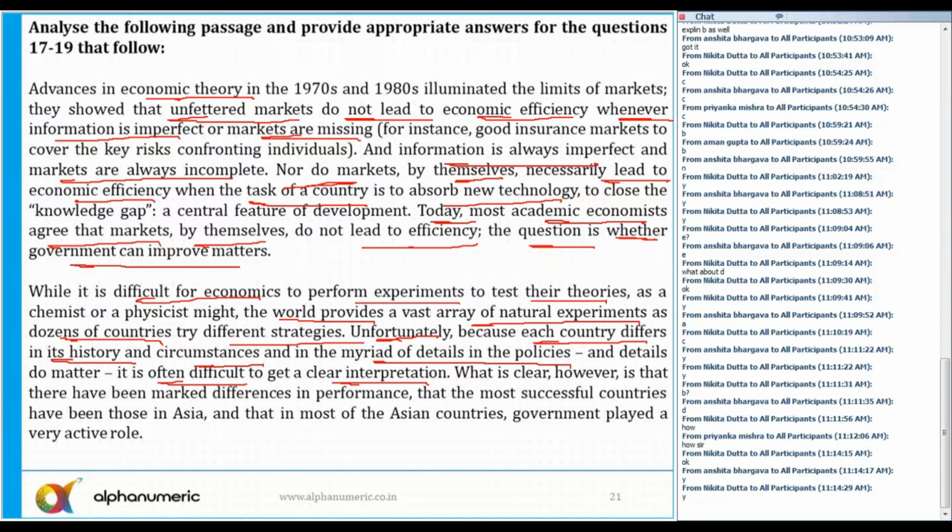However, even though it's difficult, what is clear is that there have been marked differences in performance, that the most successful countries have been those in Asia, and in most of the Asian countries, government has played a very active role. So even though testing theories has been difficult, even though getting a clear interpretation has been difficult, what is absolutely clear is that there is a lot of difference in performance of countries. Most successful countries are in Asia, and in most of the Asian countries, governments have played a very active role. This is something that we know.